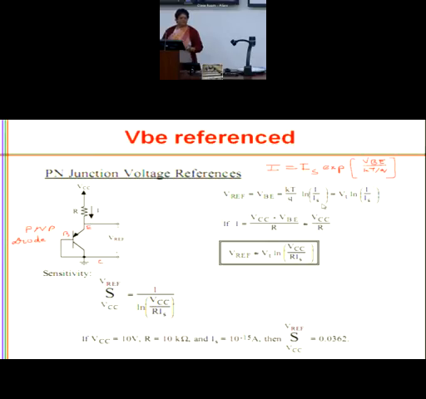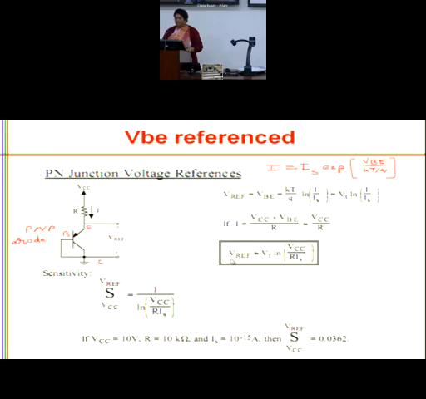KT by Q is independent of VDD fluctuations. I am not talking about temperature currently. I am taking one fluctuation at a time, so we are only looking at the effect of VDD fluctuating. Clear? So what is I? I is VCC minus Vref divided by R. It is this expression, and then you substitute this expression in this I.